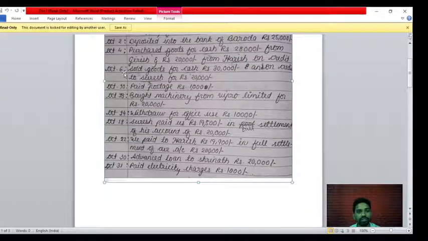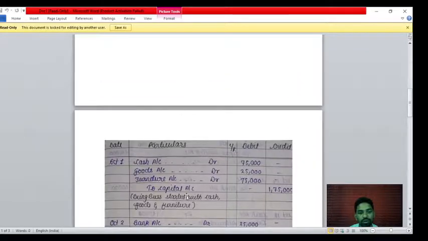The next transaction: 6th October sold goods for cash rupees 30,000 and on credit to Suresh for rupees 20,000. This is the sales transaction. In these transactions the cash transaction is there as well as the credit transaction. Now how to pass the journal entry? Cash account debit, Suresh account debit to sales account credit. Like this we have to pass the journal entries.